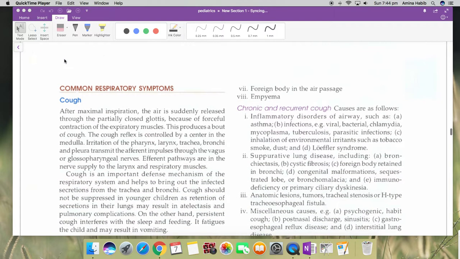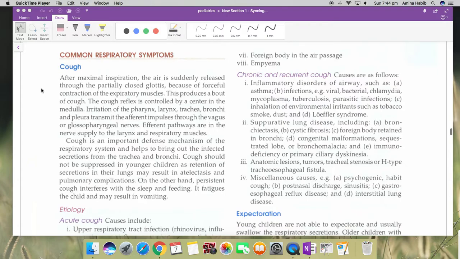Now again we are starting on the same lines in both the 8th and ninth edition, and that is common respiratory symptoms. So here we will talk about symptoms like cough, expectoration, hemoptysis, certain respiratory sounds, stridor, wheezing, etc. Then other symptoms include dyspnea, epistaxis, and that's it. So these are some 7 to 8 important respiratory symptoms. So let's see.